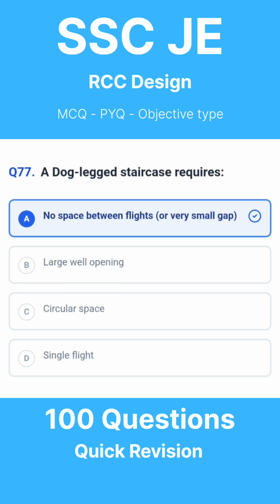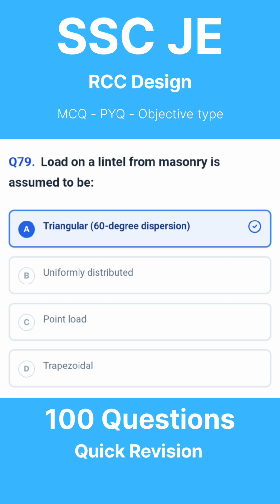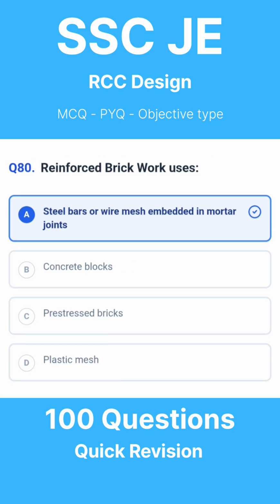Question 77. A dog-legged staircase requires. The correct answer is no space between flights or very small gap. Question 78. A lintel is designed as a. The correct answer is simply supported beam. Question 79. Load on a lintel from masonry is assumed to be. The correct answer is triangular, 60-degree dispersion. Question 80. Reinforced brickwork uses. The correct answer is steel bars or wire mesh embedded in mortar joints.